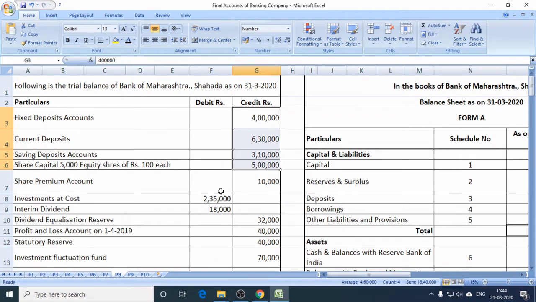And at the same time, if any ledger has a debit balance in the trial balance statement, then such a ledger would be either asset or expense.